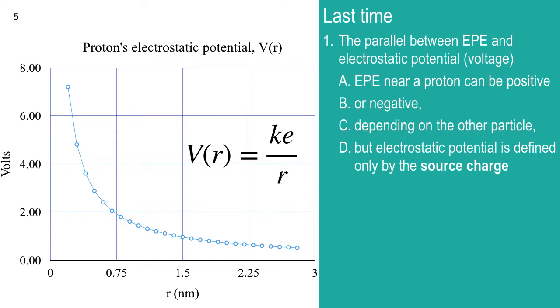The units will be different. It might not be nanometers, it might be kilometers on the R axis. And it might not be volts, it might be thousands or millions of volts on the vertical axis. You just got to work it out. But it will look like this. And so all positive charges are going to have an electrostatic potential that looks like this.